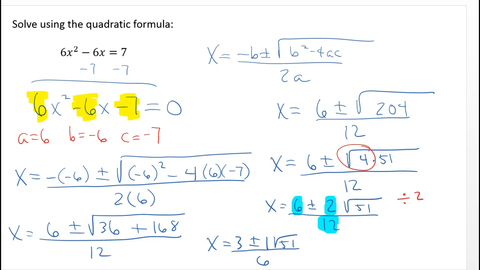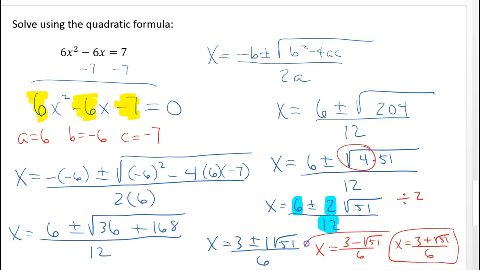So the best way to write this answer is x is equal to, now it's two different answers, right? It's the minus 1 and the plus 1. So 3 minus the square root of 51 over 6. And the other one is x equals 3 plus the square root of 51 over 6. And that is completely simplified.